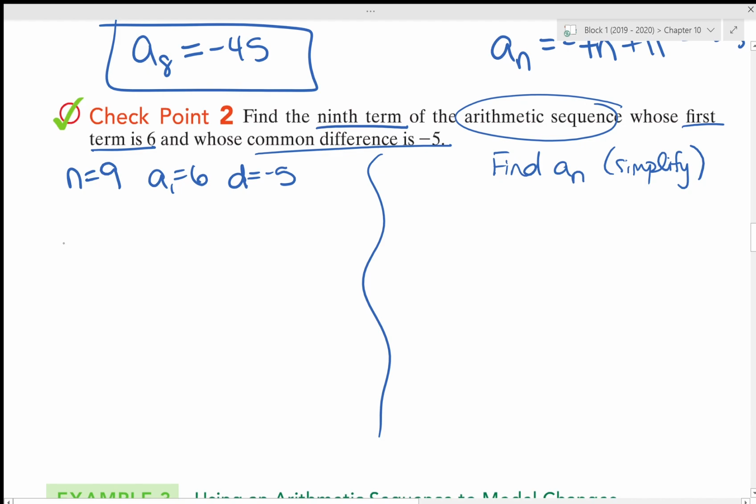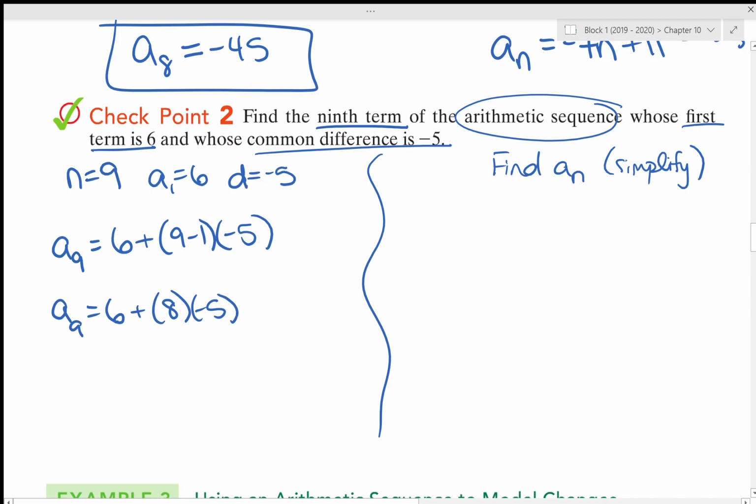So a of n equals 6 plus 9 minus 1. Oh, let me put the n as 9, plus 9 minus 1 times negative 5. That is my general formula, right? So I'm just going to do my PEMDAS. So it's 8 times negative 5, which is negative 40. So my ninth term would be negative 34.